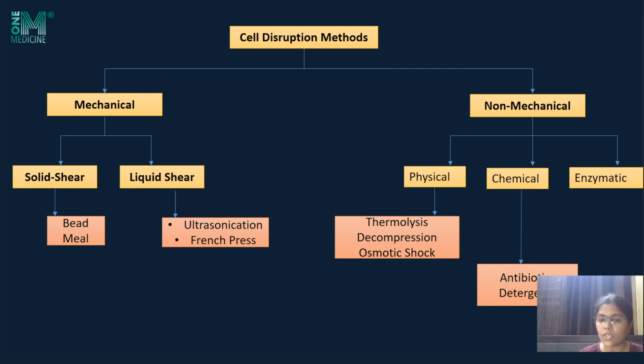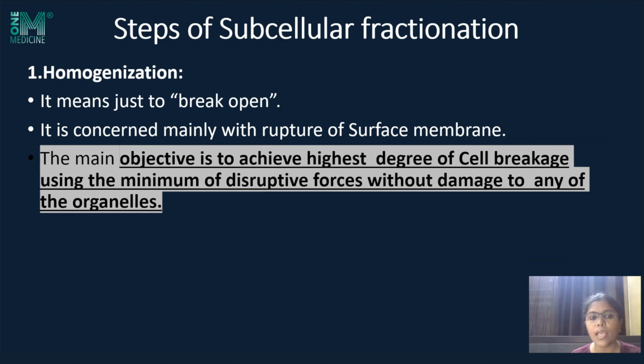And chemical means using antibiotics and detergents, and enzymatic using various lytic enzymes like chitinase, we can disrupt the cell. So we have to disrupt the cell first. Now, what are the steps of subcellular fractionation?